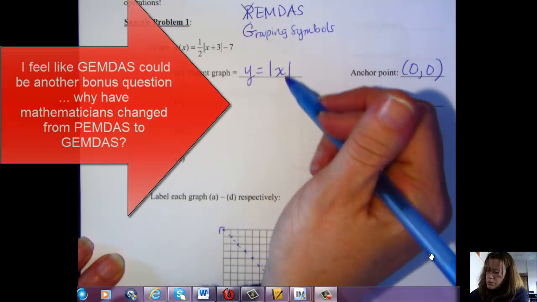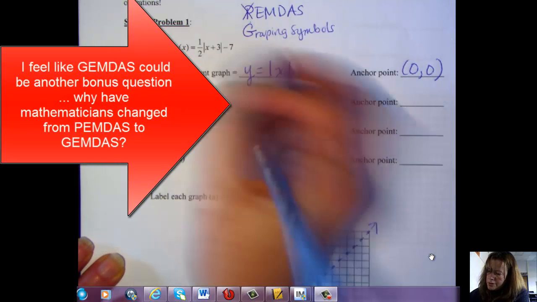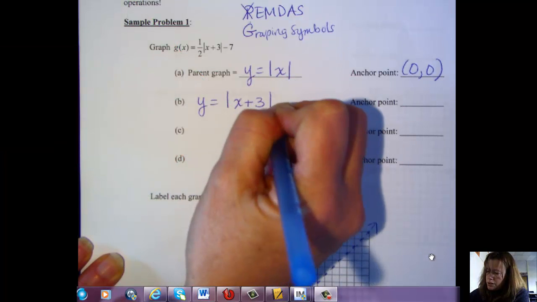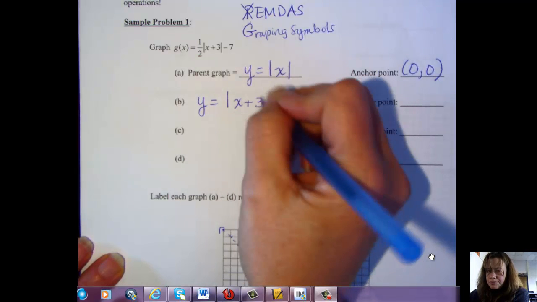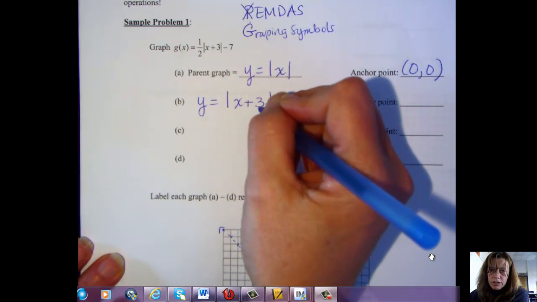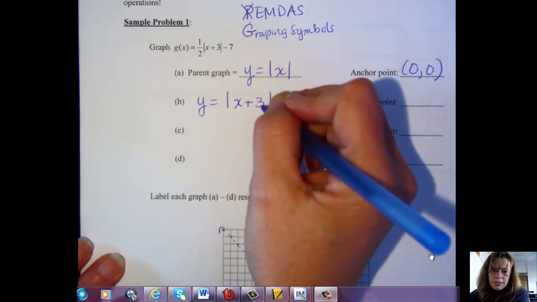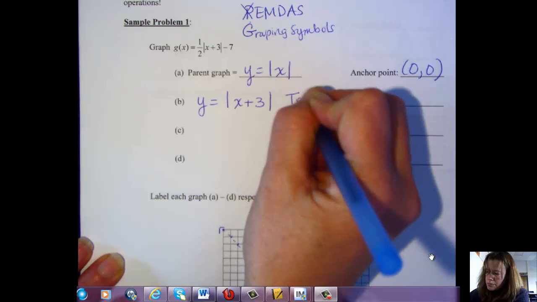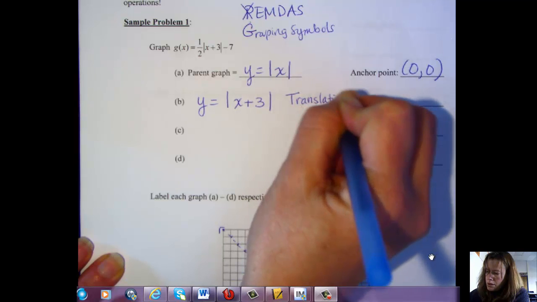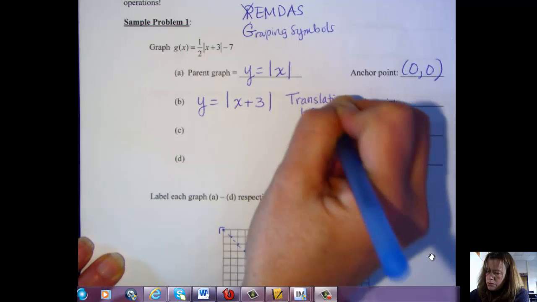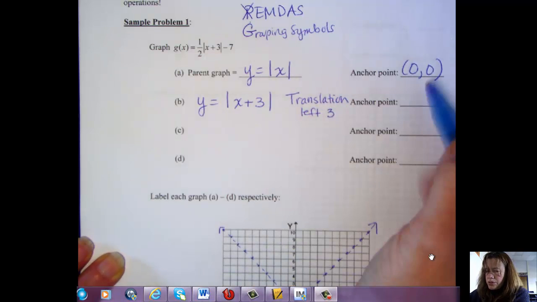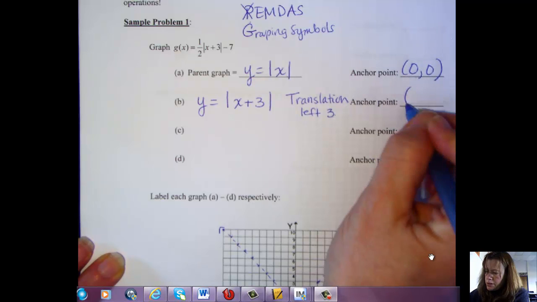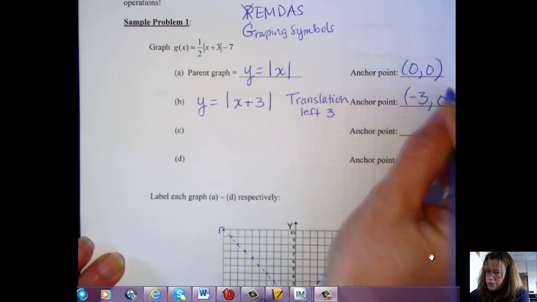So, the next thing we're going to do is look inside those grouping symbols, and we see absolute value of x plus 3. Now, that x plus 3 in our grouping symbol is a left-right transformation. In this case, it's a left 3. So we're going to do a translation left 3 units. When I move 0, 0 left 3 units, my anchor point becomes negative 3, 0.